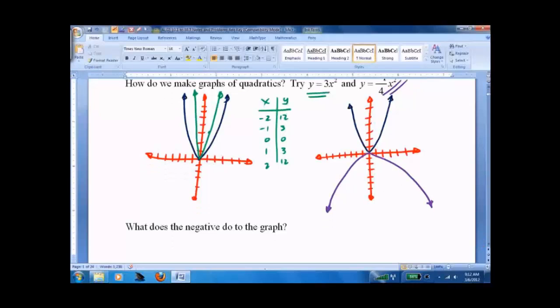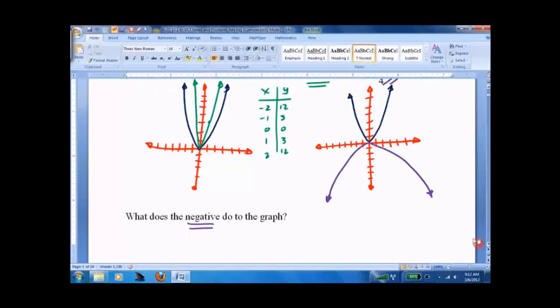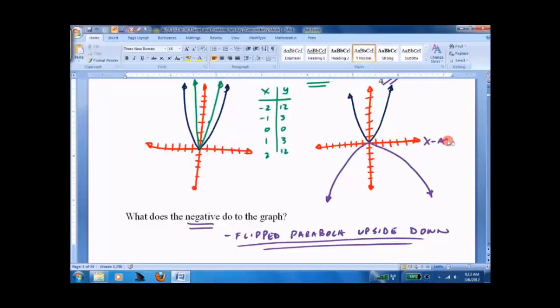We'll tell you why it does that in a minute, but the big question I want to know is what happened to the negative out in front of the negative 1/4? Well, that flipped it upside down. And that's a big deal. More on that later, but make sure you're clear on that. It flipped it across the x-axis. Made it upside down, made it face down. And we'll come back to that.